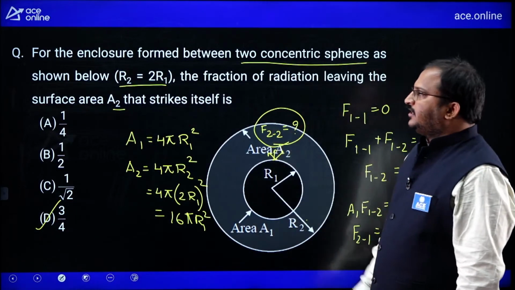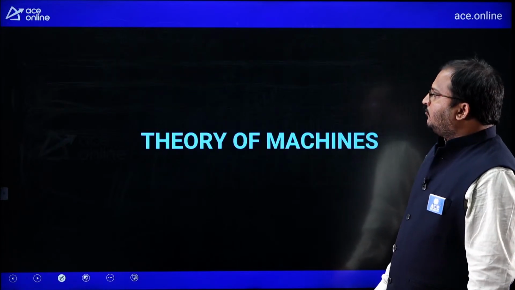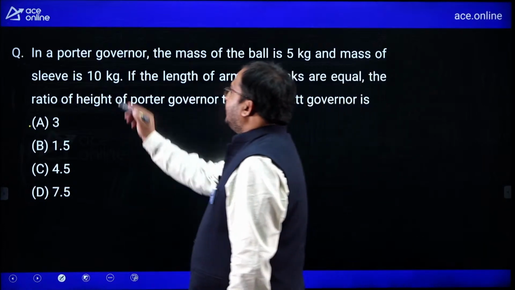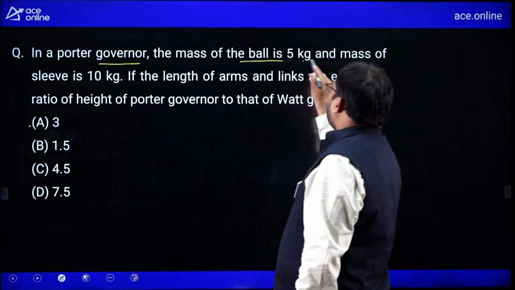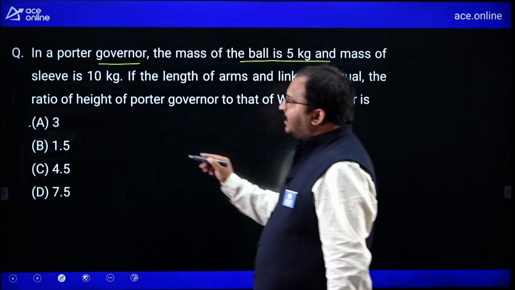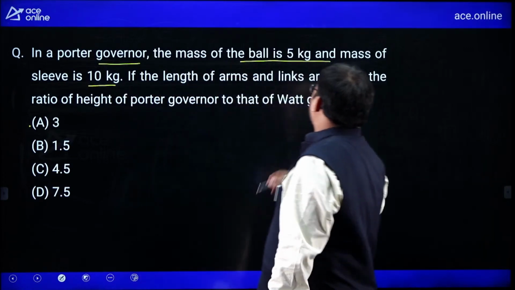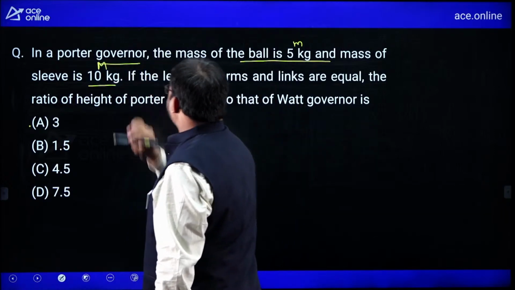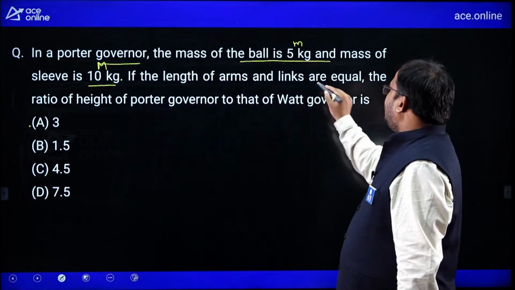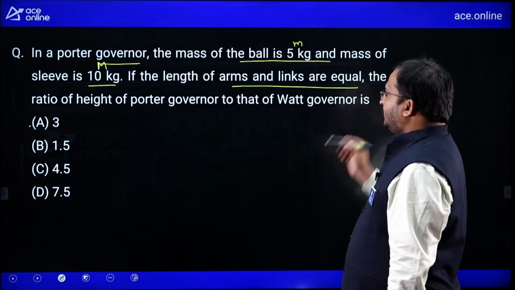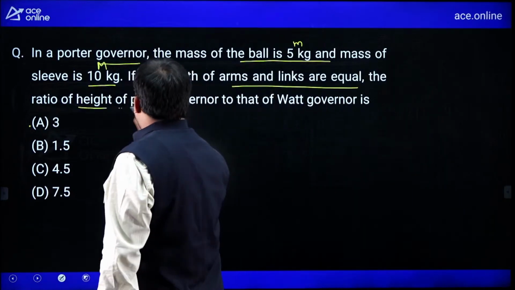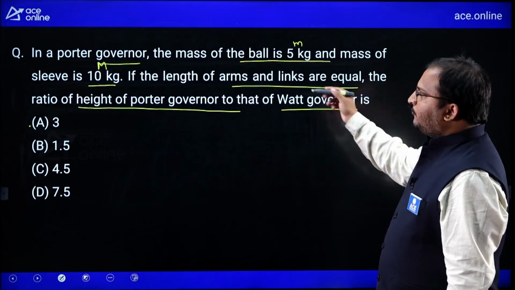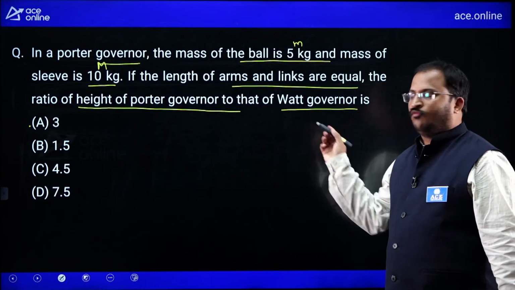Okay. These are the heat transfer questions. Now, let us move to theory of machines. So, the first question in theory of machines. In a Porter governor, the mass of the ball is 5 kgs and mass of the sleeve is 10 kgs. So, let us take the mass of the ball as small m, sleeve as capital M. Okay. If the length of the arms and links are equal, the ratio of height of Porter governor to the Watt governor.